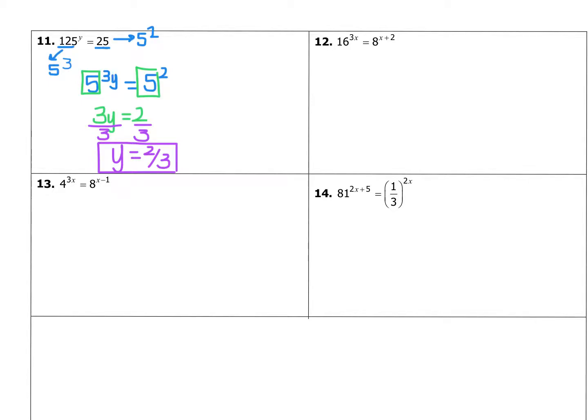So when I rewrote 125 to the y as 5 to the third, then those became multiplied together, and then 25 became 5 to the second. So once I have the same bases, what equation can I write and solve? I got to write and solve that 3y equals 2. So solving that, I just divide both sides by 3, and I end up with y equals 2/3.